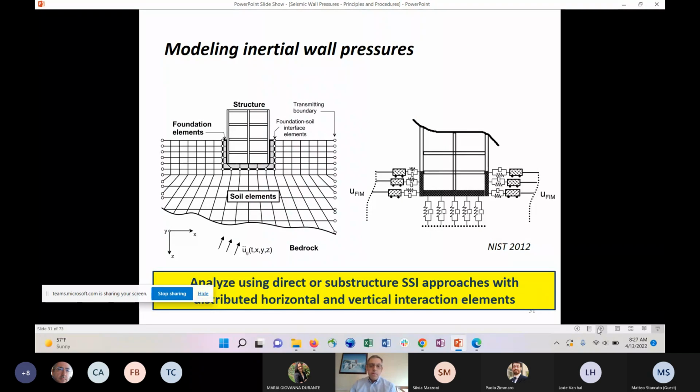So how do we model it? Well, we can do the direct approach, like we talked about earlier, or we can do so-called substructure approaches. And I won't be spending time on this because it's well covered elsewhere, and it's not really the main focus of the presentation today. For the substructure approach for soil structure interaction generally, this NIST report is really the state of the practice, at least in the US, for how to do it. It's referenced in the building code, and by applying that approach, you will naturally work out what these pressures are from inertia.